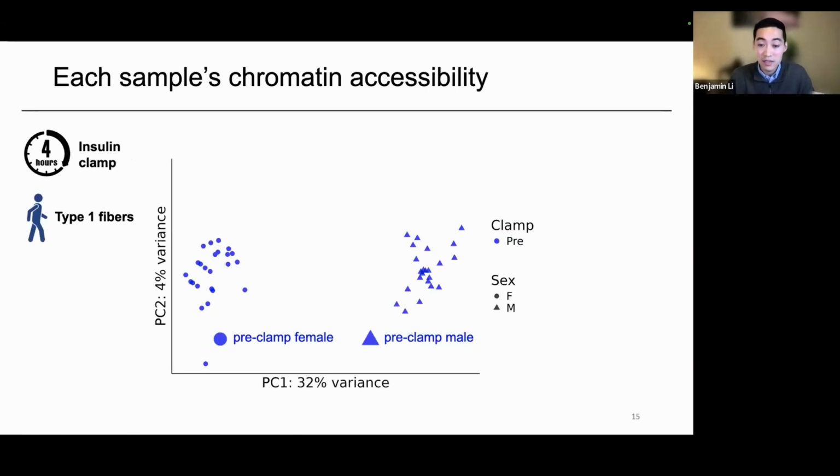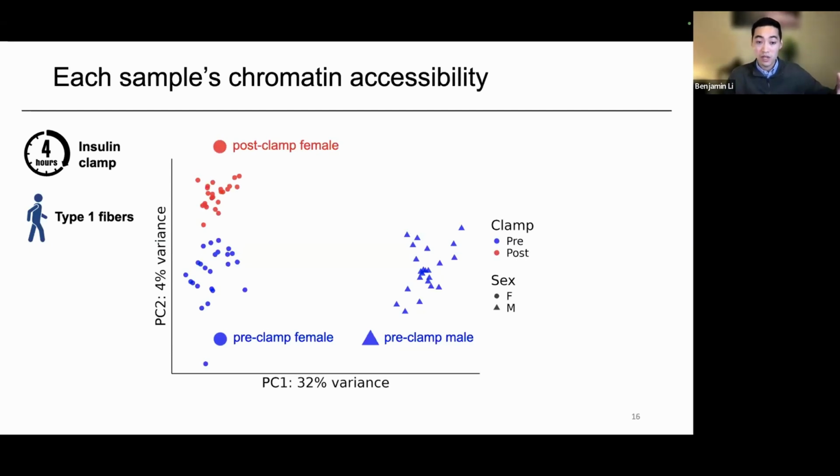And you can see here immediately there are really two clusters that initially emerge, and these are pre-clamp female and pre-clamp male samples. And we see that that's oriented along the x-axis. So biological sex here is really a separating factor in the data, which reflects this known sexual dimorphism in skeletal muscle. We also see here now the post-clamp female samples.